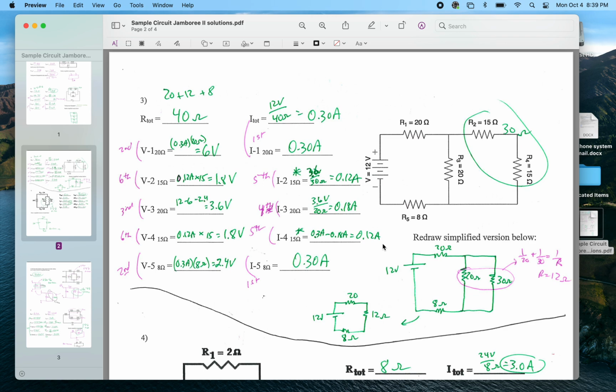0.12 amps. And now I can go back here and say what's the voltage across those resistors. Just take the current and multiply it by the actual resistance value. So that's what I did last, and that's 1.8 volts.